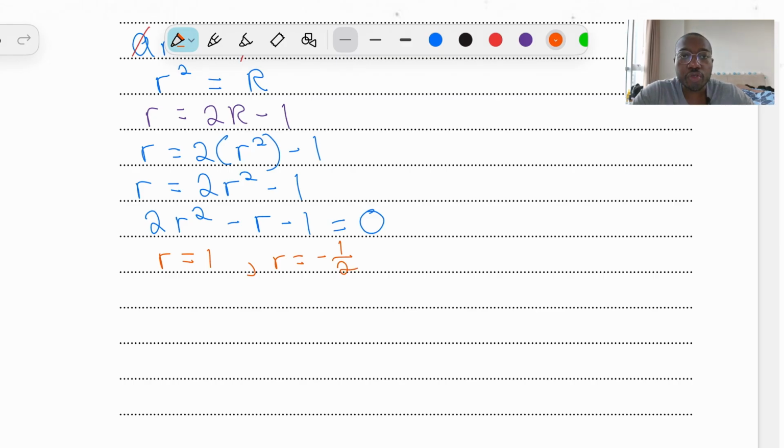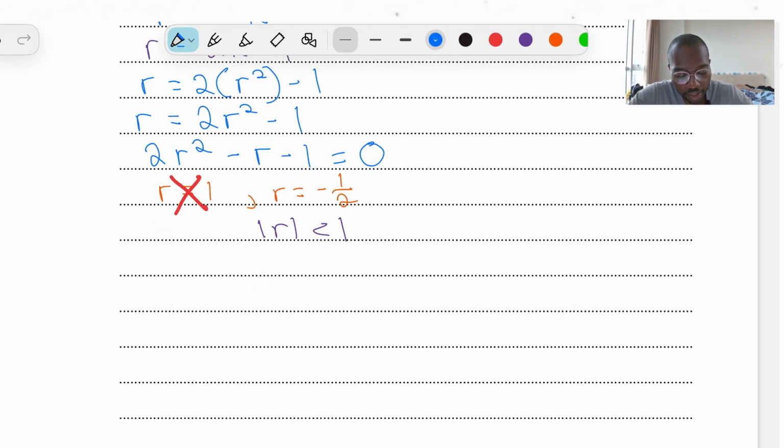But which one should you use? Well, you need to remember that because we're dealing with a sum to infinity, we are dealing with a convergent geometric series here. For a convergent one, we know that the modulus of r has to be less than 1. So we have r is equal to 1, which is something which we don't want, so we disregard that one. And therefore, we only consider r is equal to a negative half.